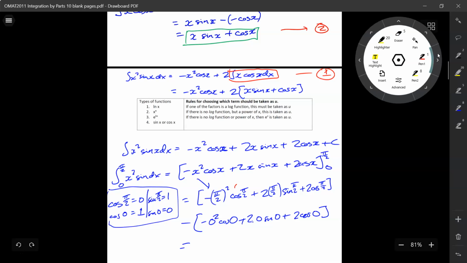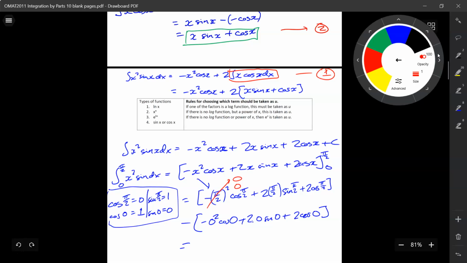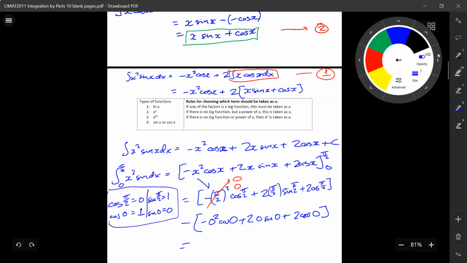And I'll just put above these what the values are. Cosine of pi over 2 here is 0, so all of that goes to 0. The sine of pi over 2 is 1, so what we're left with here is, I'll just bring it down here. We have 0 for the first one, and then we have 2 pi over 2 times 1, where sine pi over 2 is 1, plus 2 times 0, because the cosine of pi over 2 is 0. So that goes to 0, and that goes to 0.